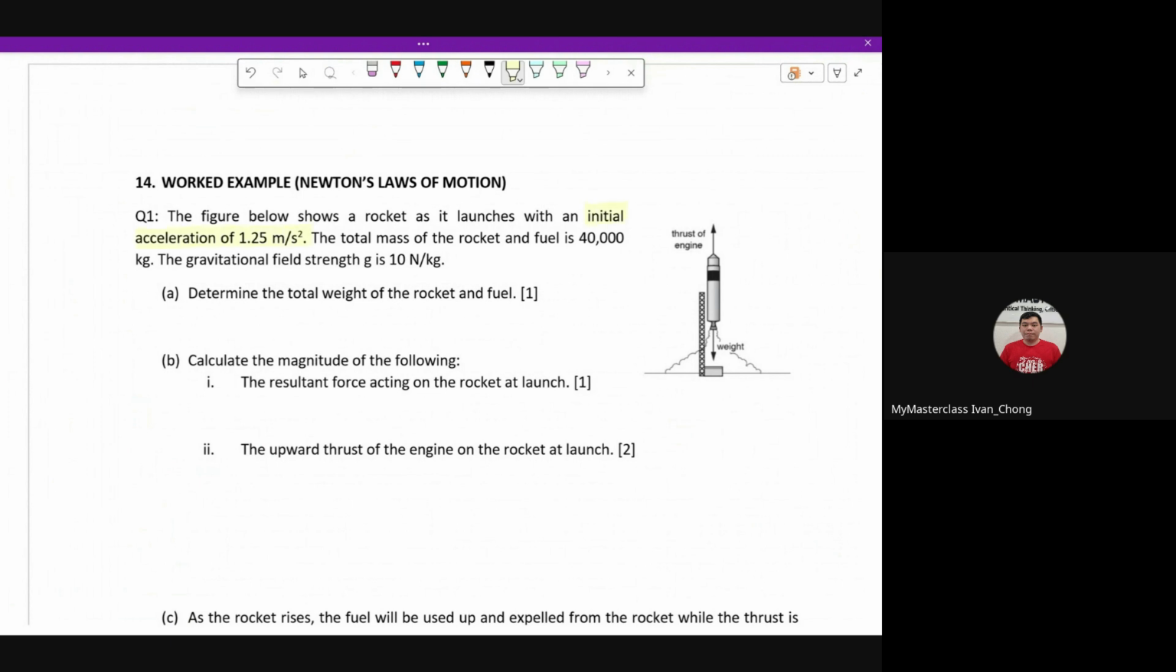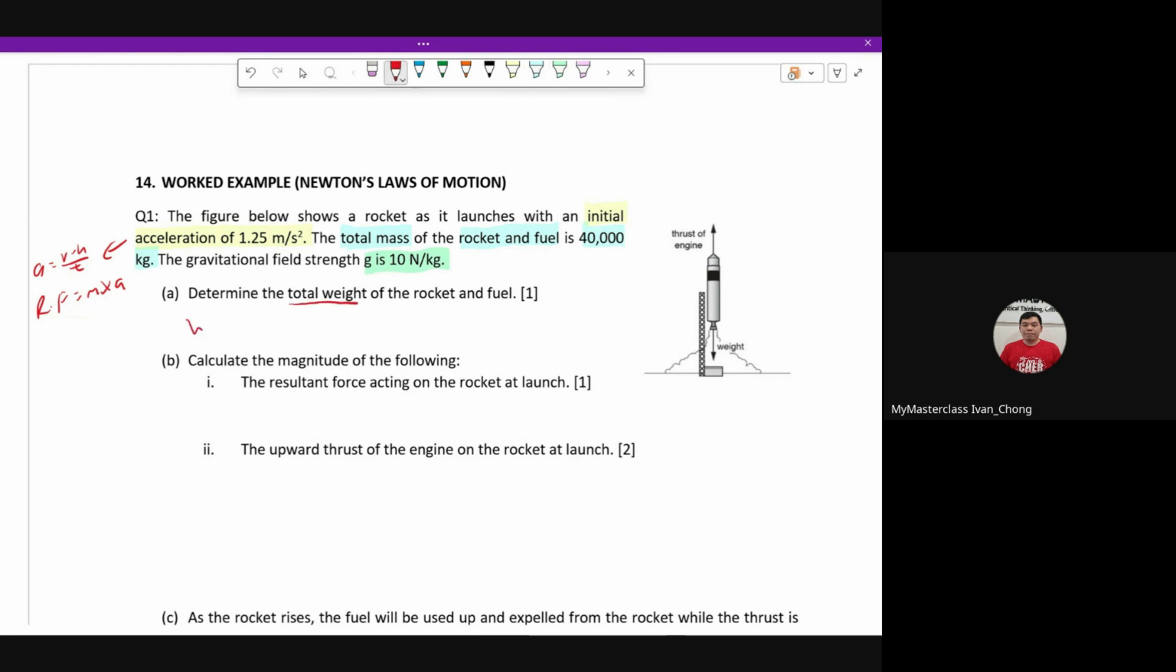So whenever you have acceleration, first thing, we will use either the acceleration formula or resultant force is ma. Okay? And they tell you that your total mass, including rocket and fuel, is 40,000 kg. And last but not least, g is 10. All right? Now, they want you to find the weight.